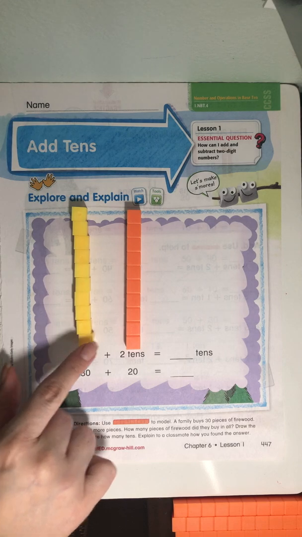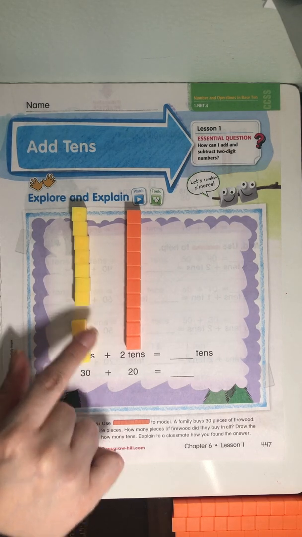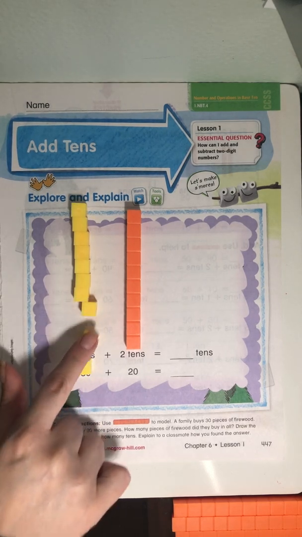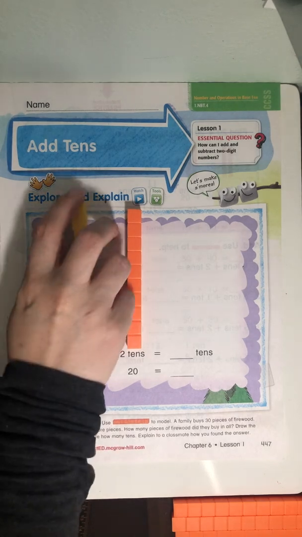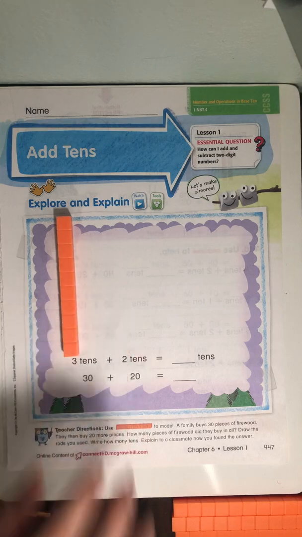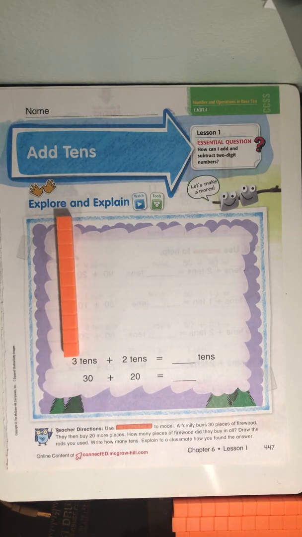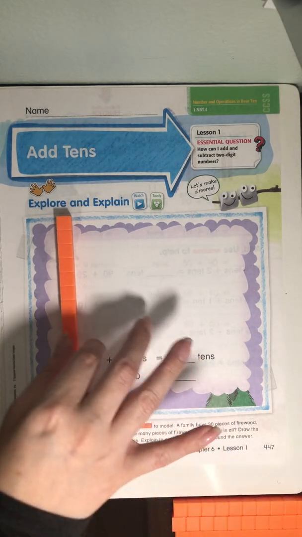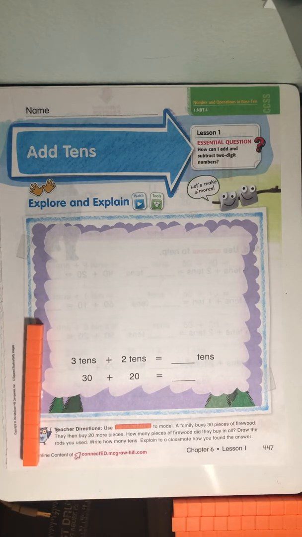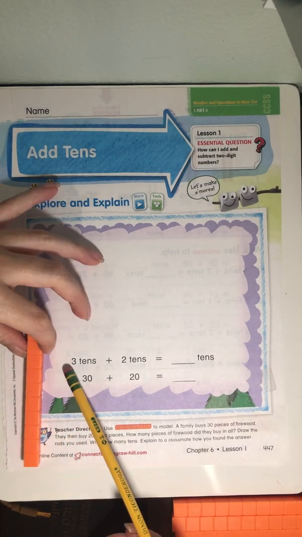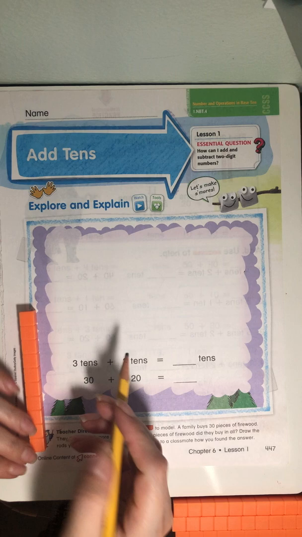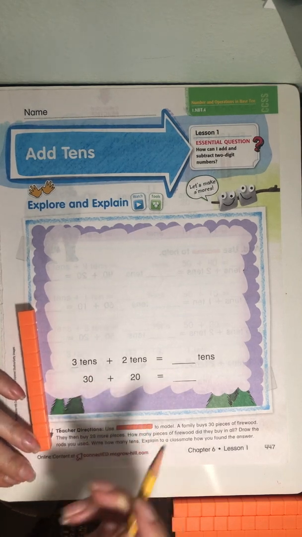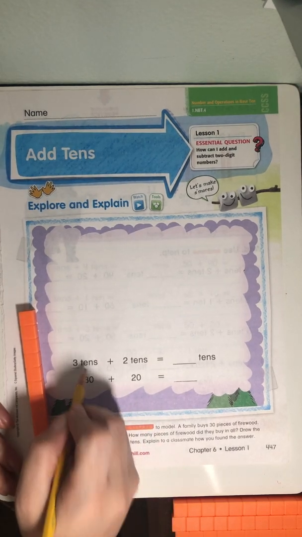So today, instead of using ones to add, because that takes much longer, I already know that these are groups of 10. So if I use groups of 10 to add, it helps me be so much faster. So what we're going to be doing today, we're going to be using our tens to add. So right here it says 3 tens. That means 3 groups of 10.